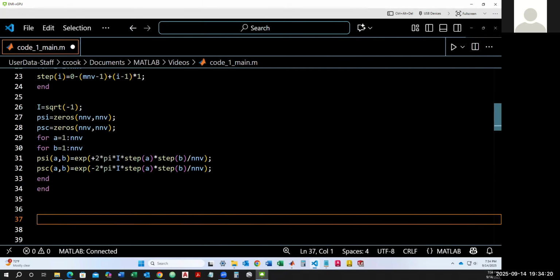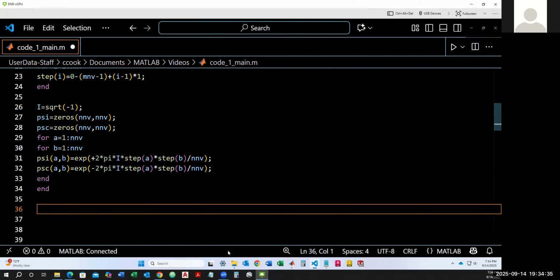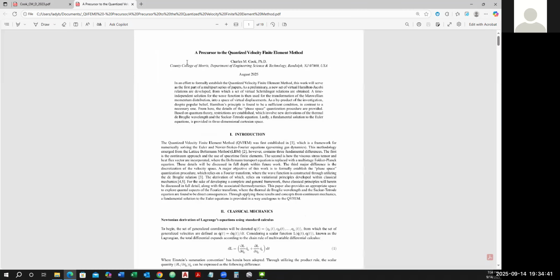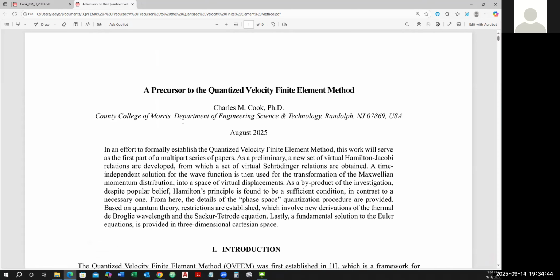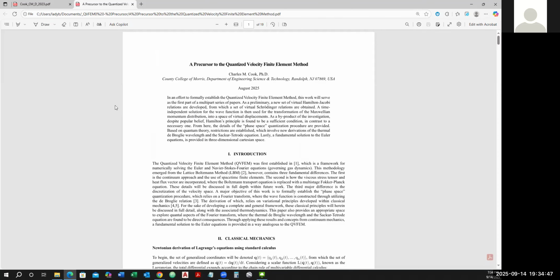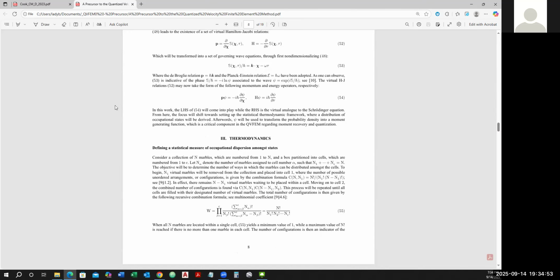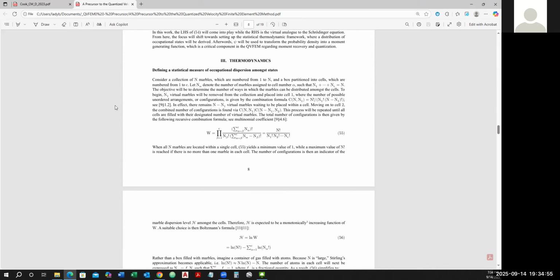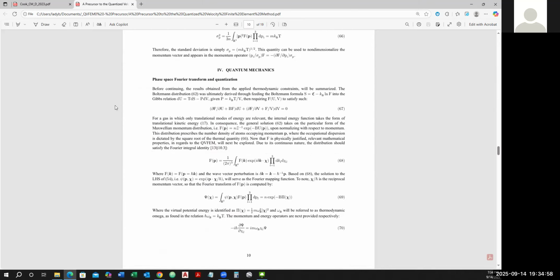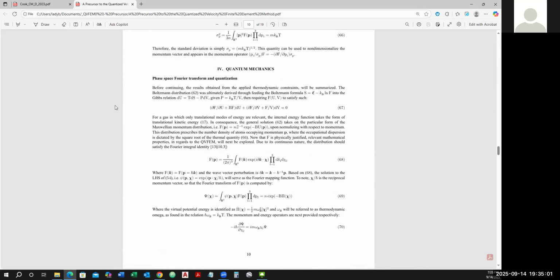What I'll bring in next is my wave function matrix. It's my Fourier transformation function. I just wrote a paper over the summer called a precursor to the quantized velocity finite element method. So we skip through the classical mechanics, we'll skip through the thermodynamics, and we'll go to the quantum mechanics section.